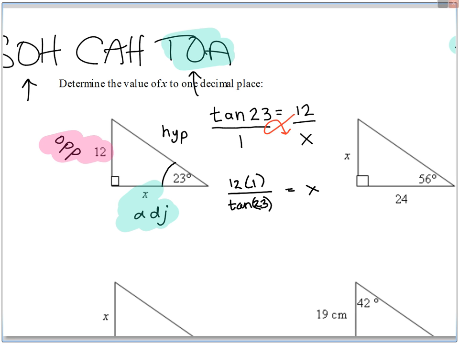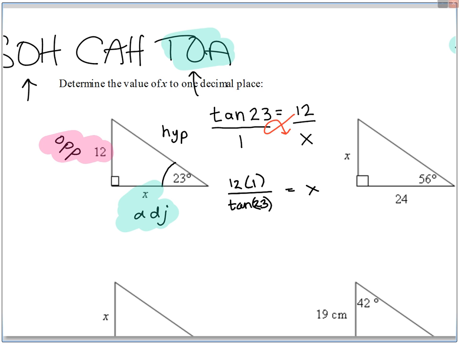Now tangent is a function. You guys don't probably know what functions are quite yet. A function has an input and an output, and we'll learn this later in the semester. So for tangent, in order for you to get a number, you have to input an angle. So tangent bracket 23 bracket is just a number. You cannot just put 23, and you cannot just put tangent with nothing. Has to be tangent and then angle, okay?